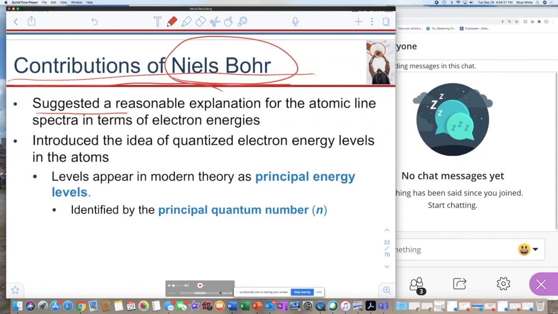He suggested a reasonable explanation for the atomic line spectra in terms of electron energy. So he's the one who's finally able to tell us where all this light is coming from. The atomic line spectrum, we know it exists because of Niels Bohr.